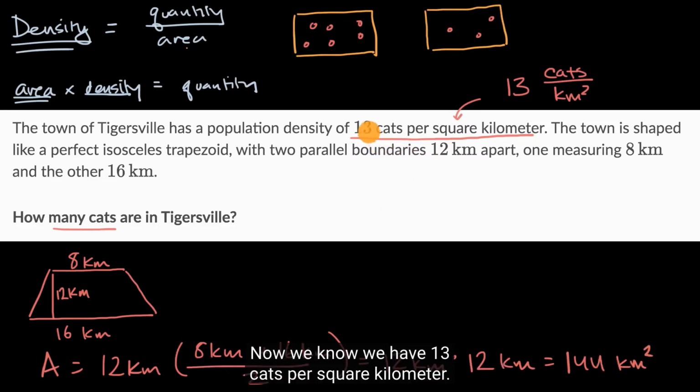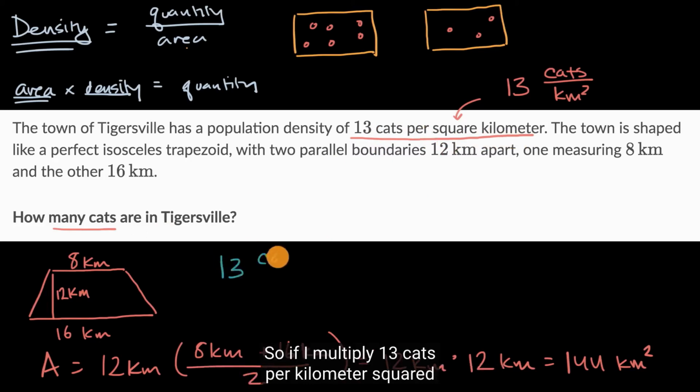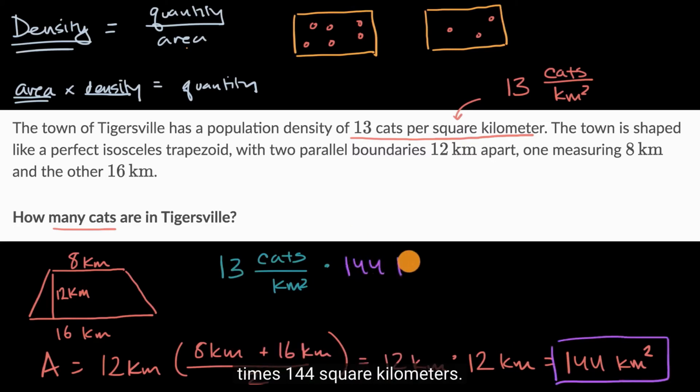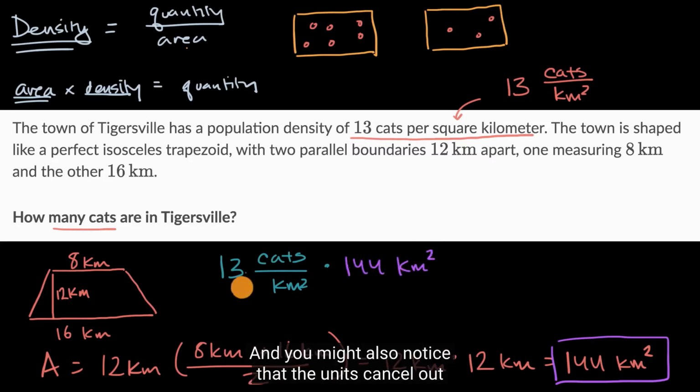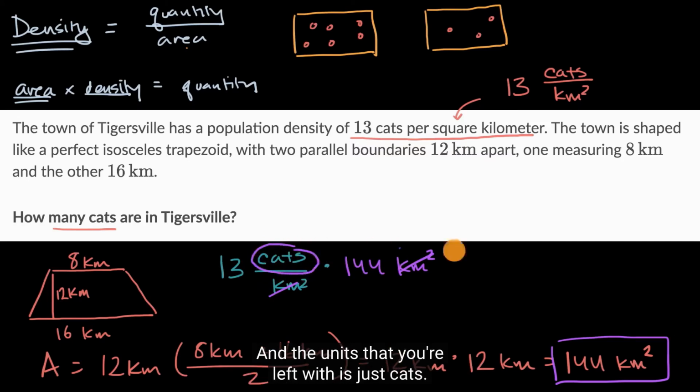Now we know we have 13 cats per square kilometer. So let me do this here in another color. So if I multiply 13 cats per kilometer squared, and I multiply that times 144 square kilometers, you might also notice that the units cancel out the same way that variables might. So that cancels out with that. You're going to get 13 times 144, and then the units that you're left with is just cats.